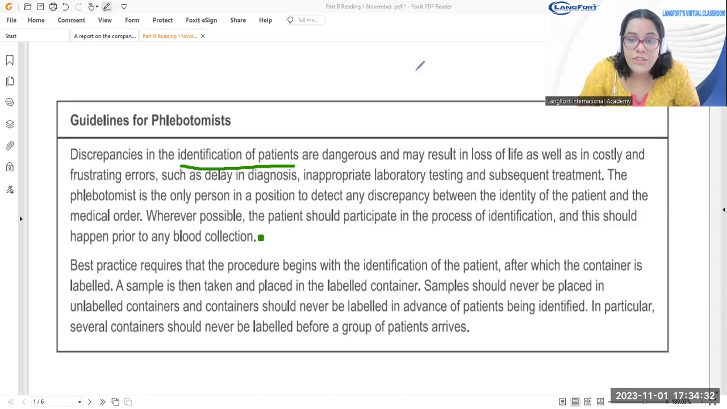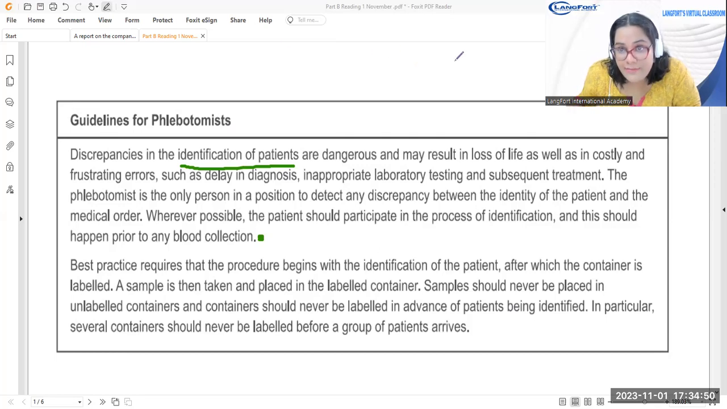After identifying the patient, the container is labeled. Then the sample is collected and placed in the labeled container. You should never place a sample in an unlabeled container, and you should never label the container without identifying the patient. Especially if you have many patients coming in, a group of patients arriving, you should never label it beforehand.